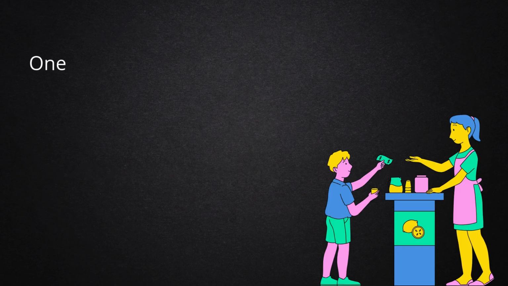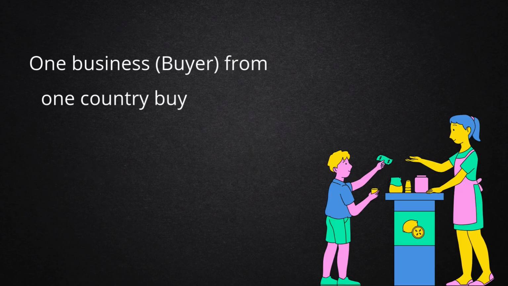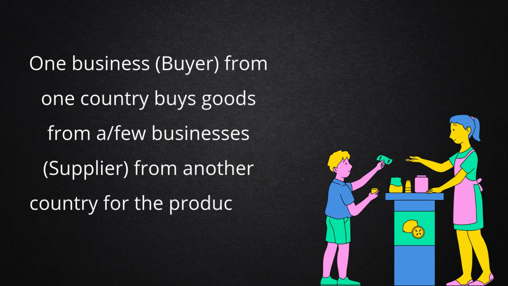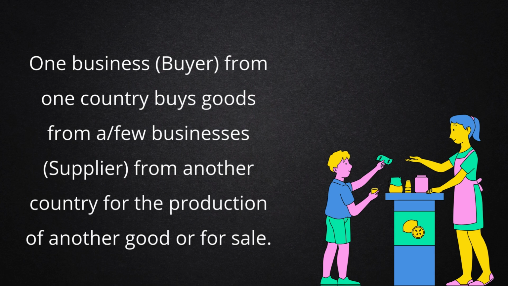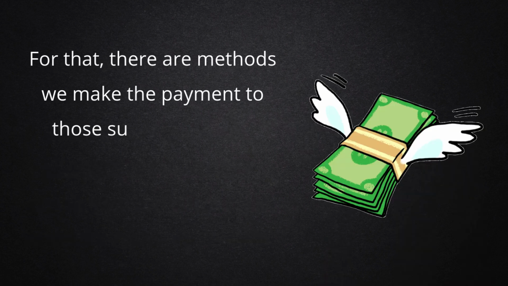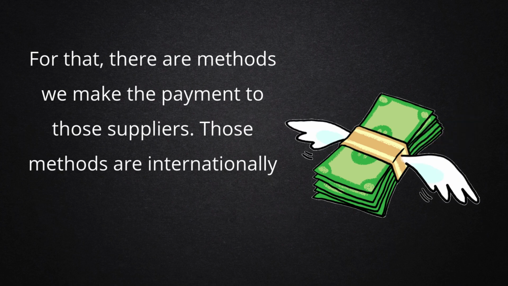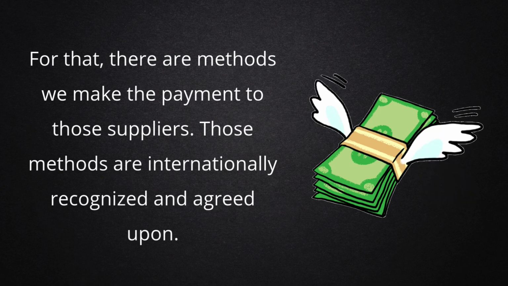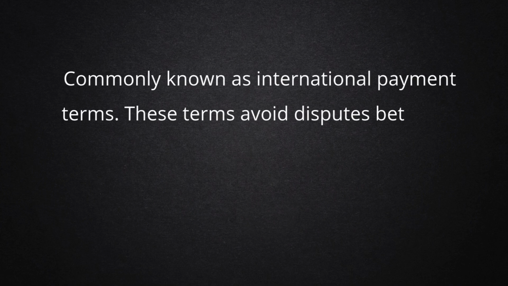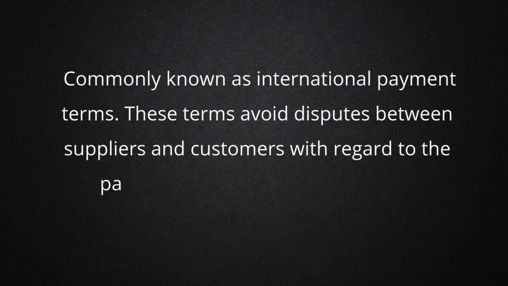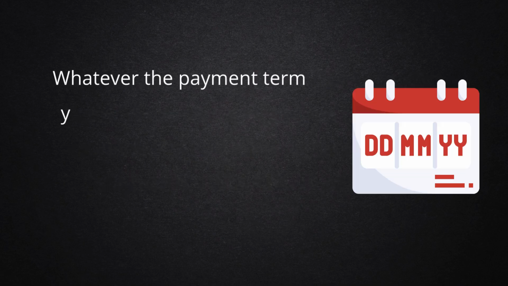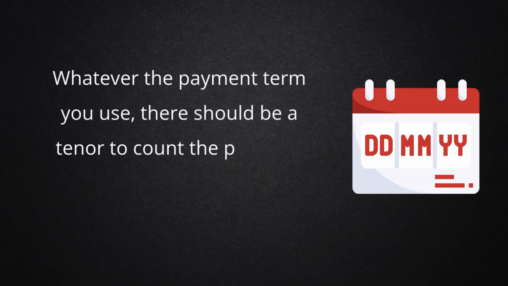One business, generally a buyer, from one country buys goods from one or more businesses, which we call suppliers, from another country for the production of another good or for sale. For that, there are methods we use to make the payment to those suppliers. Those methods are internationally recognized and agreed upon, commonly known as international payment terms. These terms avoid disputes between suppliers and customers with regard to payments, unlike in local payments. Whatever payment term you use, there should be a tenor to count the payment date.